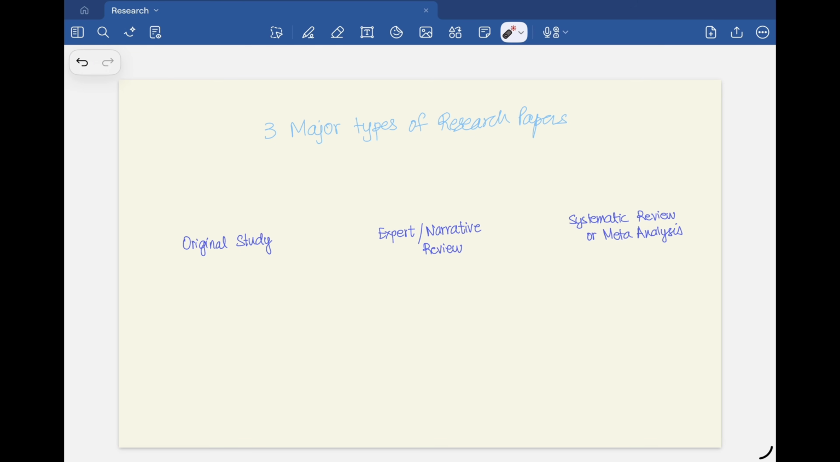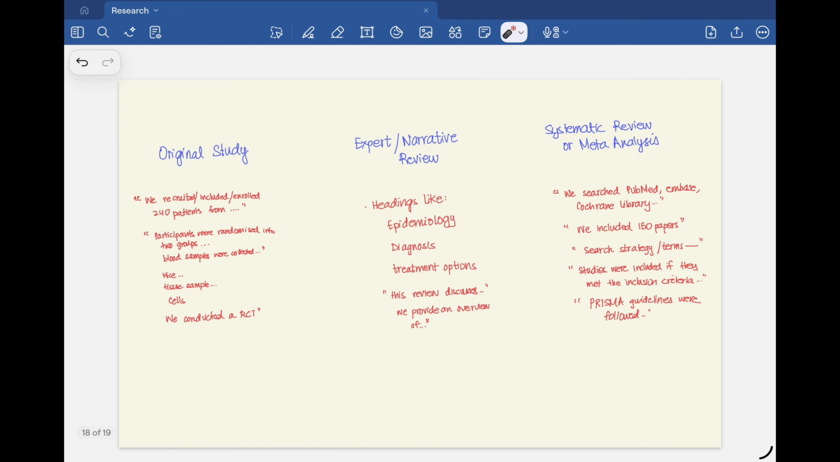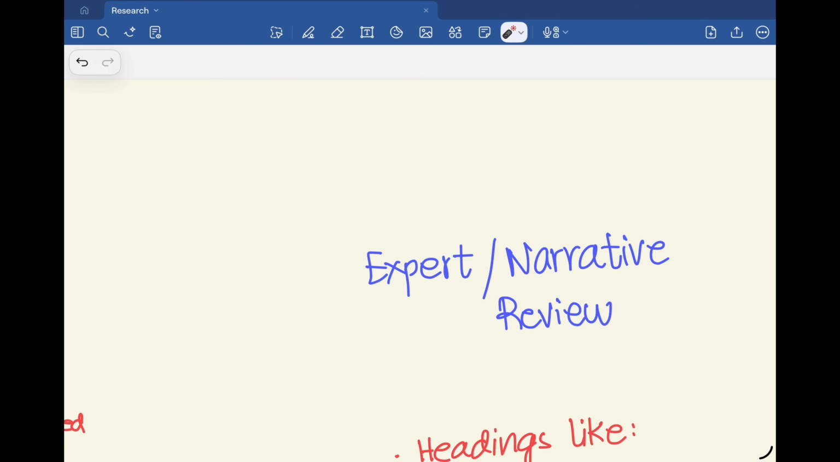Now that you know the types of studies, how do you identify what kind of paper you are holding, right? How can you identify if a study is an original study, an expert review, or a systematic review? The good news is you can actually figure that out in about 10 seconds or even less. And for that, you do not even have to read the entire abstract. So here's the trick. When you open a paper, you go straight to the method section.